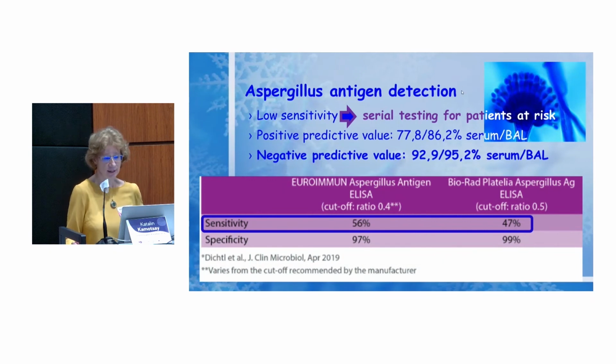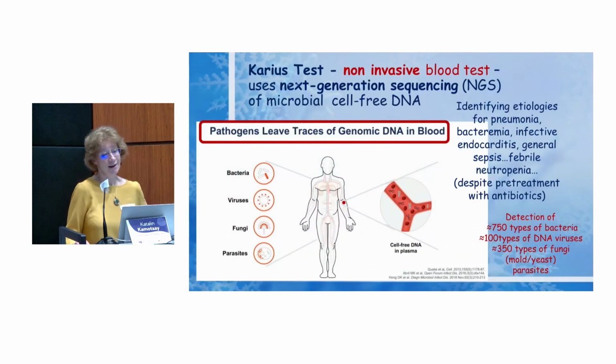Aspergillus antigen detection, again, is something quick and not so expensive, but the problem is low sensitivity, so we need serial testing. The sensitivity was around 50%. Well, the Karius test is something new and very expensive. It's a non-invasive blood test that uses next generation sequencing. The idea behind it is that pathogens leave traces of genomic DNA in blood. It can identify different types of infections, detecting lots of types of bacteria and DNA, viruses and fungi, mold and yeast, and parasites.